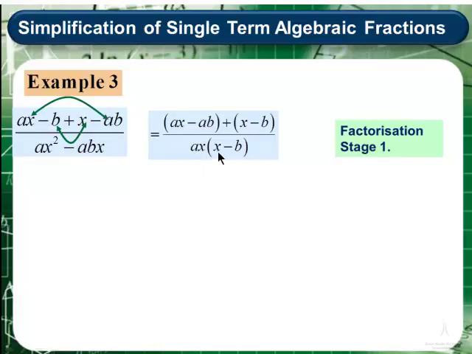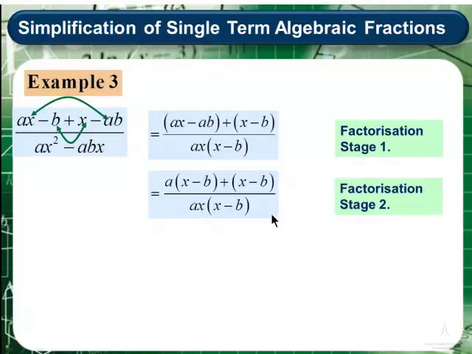to leave us with ax multiplied in brackets with x minus b. We can already see that we're aiming towards x minus b as a common factor above and below for this particular algebraic fraction, but we need to apply and complete the factorization using grouping before we can apply the cancellation as part of the procedure.